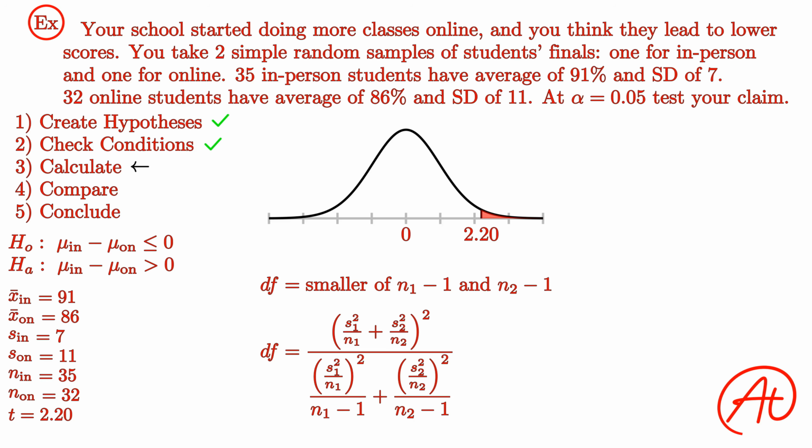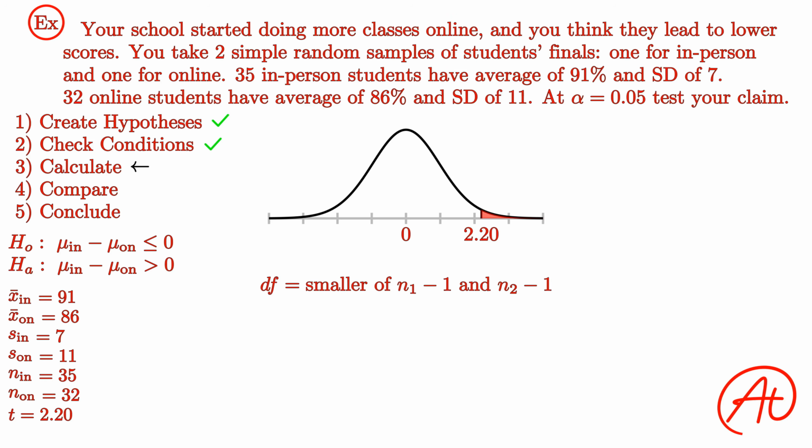For our problem, let's just use the first method. Since n1-1 is 34 and n2-1 is 31, our degrees of freedom will be 31 for this problem. Now we have everything we need to calculate our p-value.